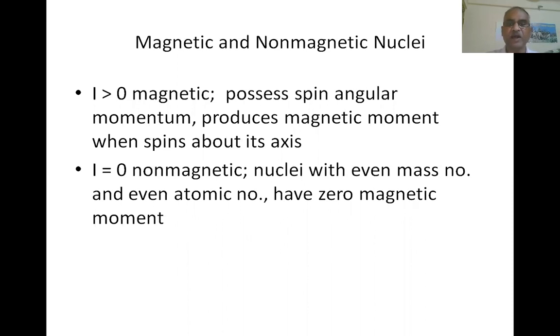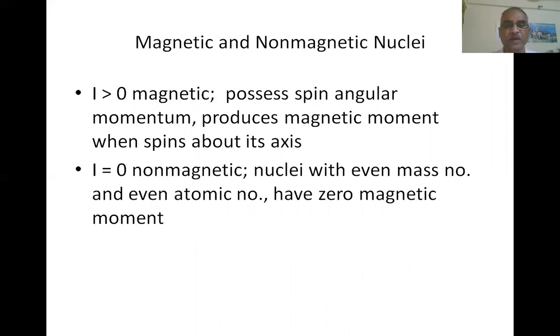So, magnetic and non-magnetic nuclei. For nuclear magnetic resonance spectroscopy, we need magnetic nuclei. Non-magnetic nuclei are of no use to us. I greater than 0 is a magnetic nucleus, and it possesses spin angular momentum and produces a magnetic moment when it spins about its axis. And I equal to 0 nuclei are non-magnetic, with even mass number and even atomic number.